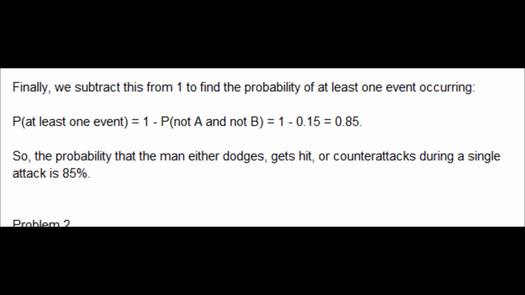P of at least one event is equal to 1 minus P of not A and not B is equal to 1 minus 0.15. So, the probability that Gojo either dodges, gets hit, or counterattacks during a single attack is 85%.